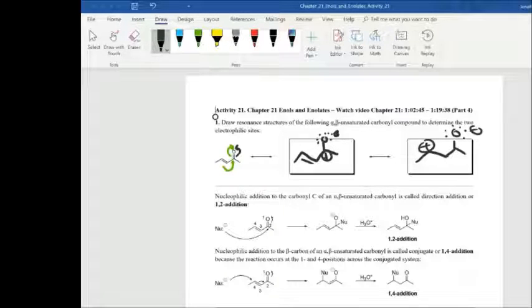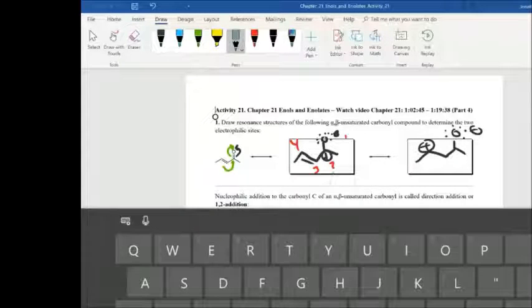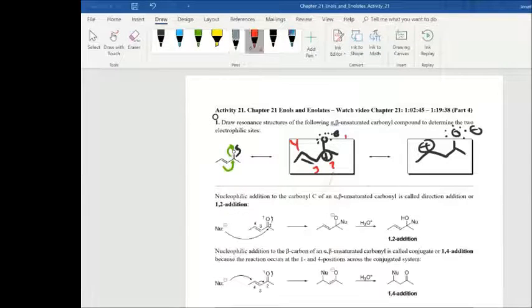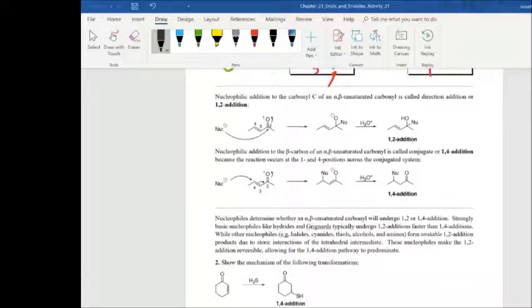So this is where it will tell you the one. The way you number this is you go 1, 2, 3, 4, right? And it's basically going to tell you whether it's going to do 1,2 addition or 1,4 addition. So it'll either add here, or it will add here, as shown in this one. See how it's going to add here because the positive charge is there, right? Alright, let's just keep going.